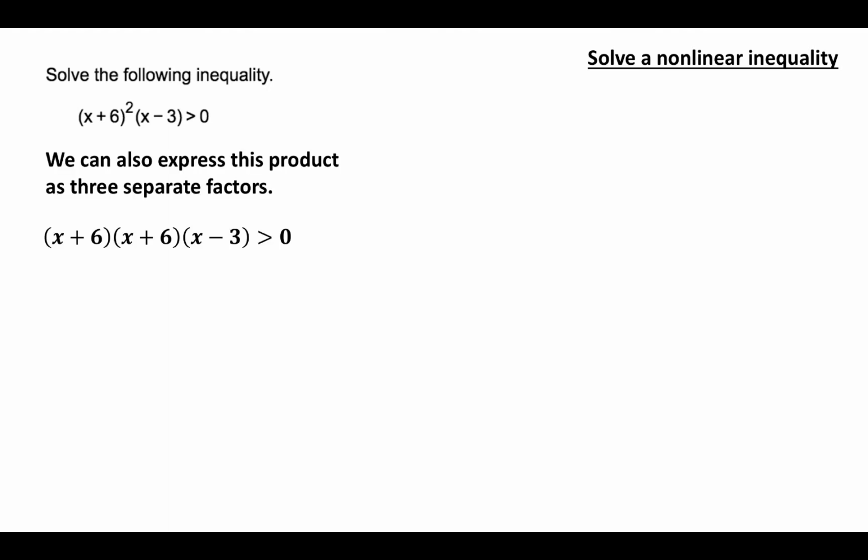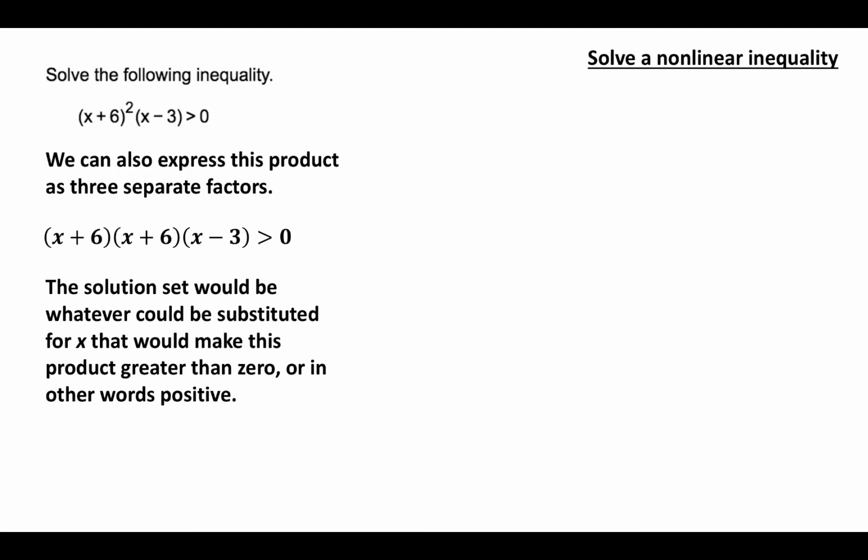Solve the following inequality: (x + 6)² (x − 3) > 0. We can also express this product as three separate factors: (x + 6)(x + 6)(x − 3). The solution set would be whatever could be substituted for x that would make this product greater than 0, or in other words, positive.